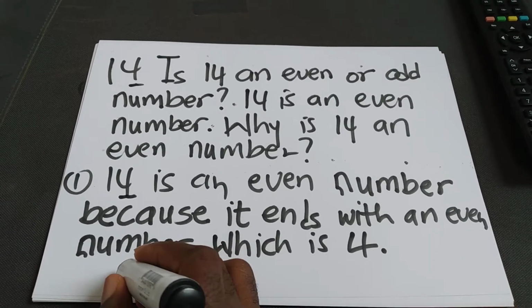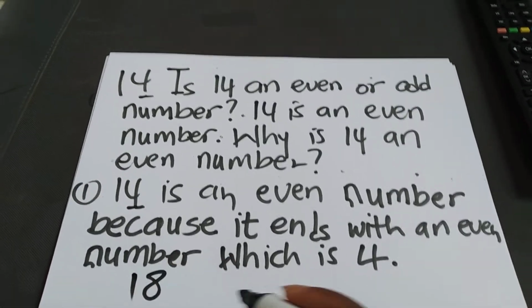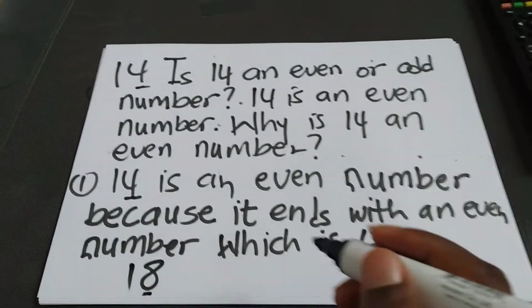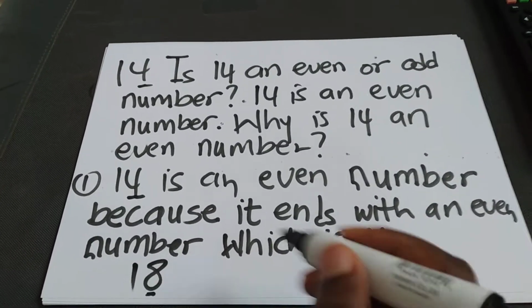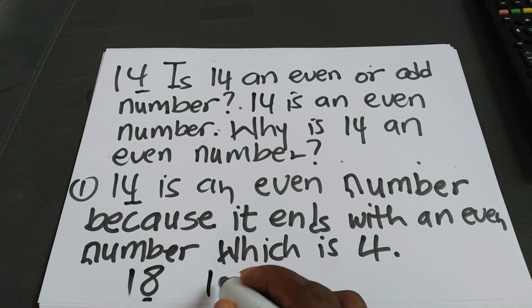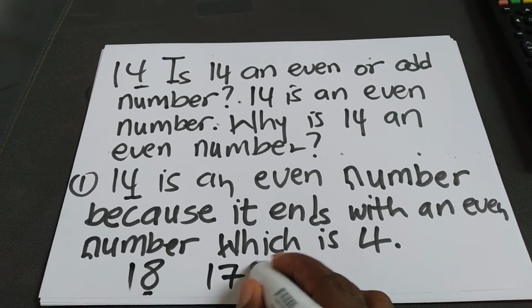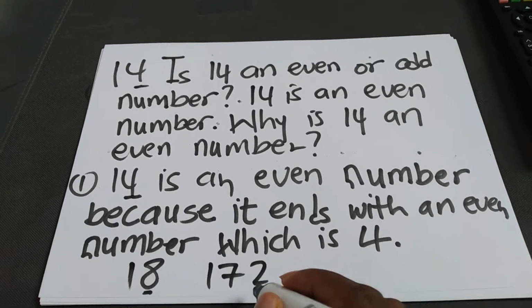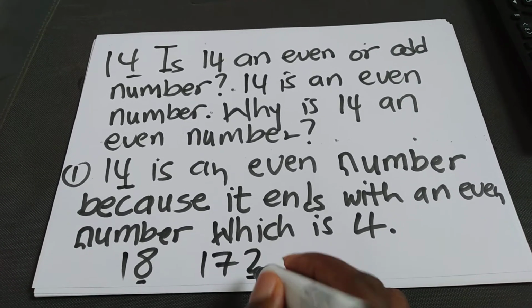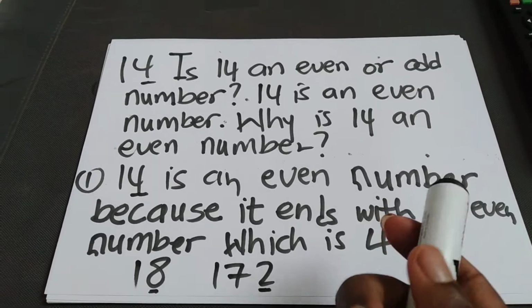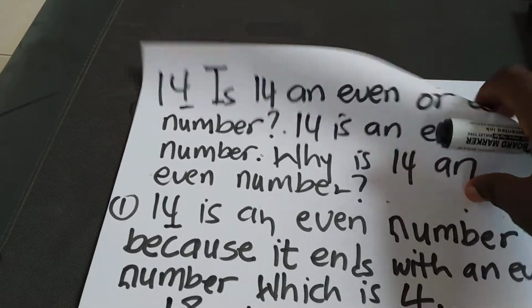So now let's look at another number. Let's say 18. It ends with 8. So 18 is an even number. Let's look at a 3-digit number. 172. It is an even number because it ends with what? An even number. Very good. Let's look at the next fact that proves that 14 is an even number.